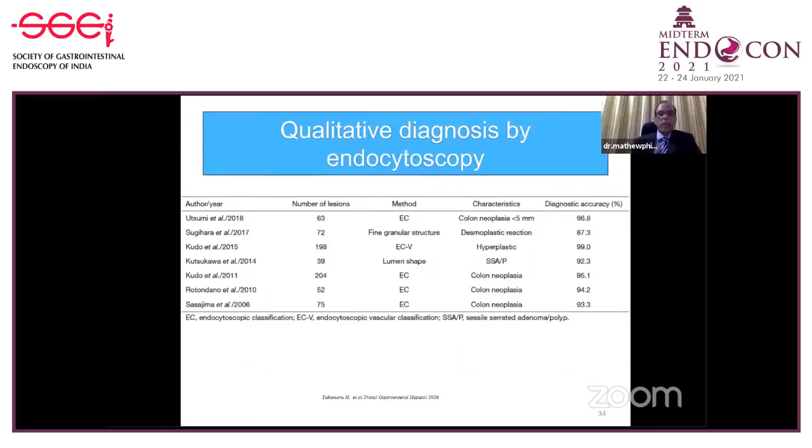Next. What is the evidence of this in qualitative diagnosis of endoscopy in colonic cancers, colonic lesions? It is found that the diagnostic accuracy is quite good in these multiple studies, and most of the studies are from Japan, because that was introduced in Japan early enough. Next slide.